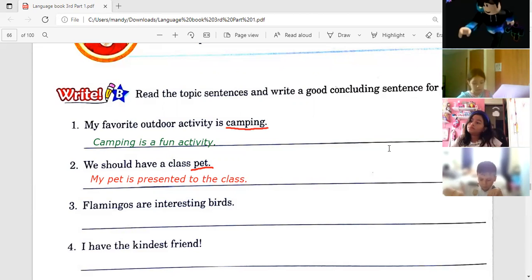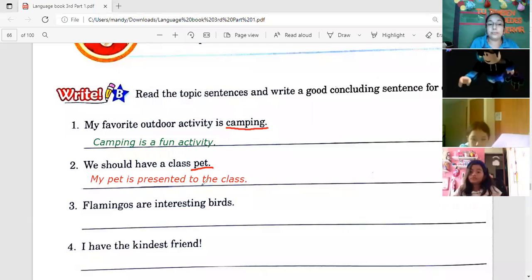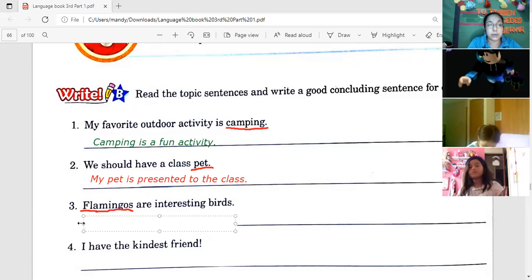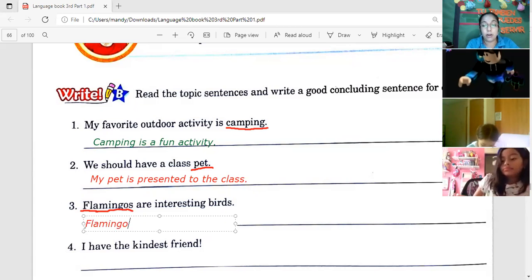Now, number three, flamingos are interesting birds. We talk about what? ¿De quién estamos hablando? Flamingos are interesting birds. Ah, okay, flamingos. So you give me a sentence that is referring to flamingos. Okay, flamingos are interesting birds. So we can start, one more time with this one. Flamingos. And you give me one idea. Let me hear an idea.